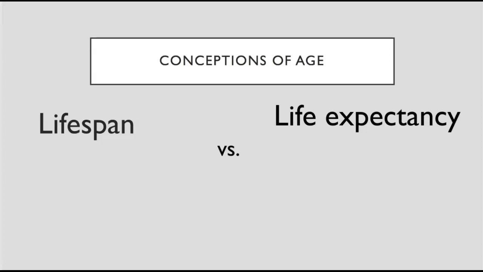So now let's take a look at conceptions of age. The two terms that I want to go over are lifespan and life expectancy. Lifespan refers to the maximum number of years a human can expect to live. The human body is designed to live to be no more than about 120 years. So we say for humans, our lifespan is 120 years.